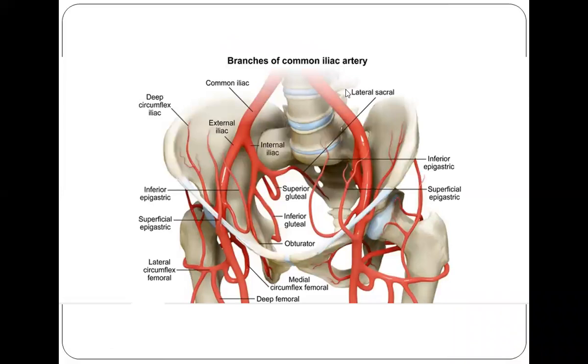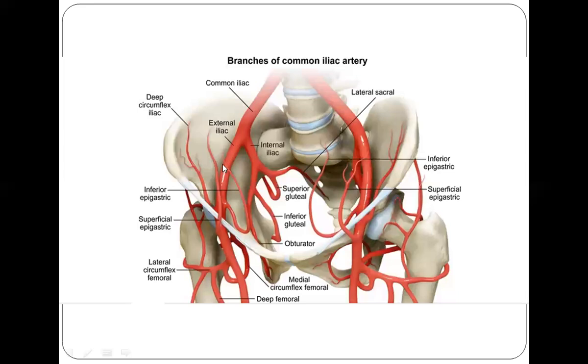Finally, we come to vessels of the gluteal region. This is just to give you a broader picture. There is the artery called the common iliac artery arising from the abdominal aorta. This is something you will see when you dissect the abdomen. In the pelvic cavity, the common iliac artery divides into external iliac and internal iliac arteries.